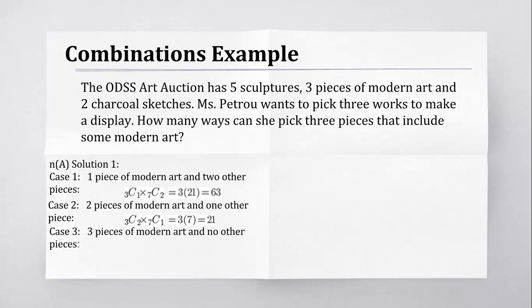And case 3 is where you have 3 pieces of modern art and no other pieces. That's 3 choose 3 times 7 choose 0. Even though you don't have to write 7 choose 0 because it's just 1, you don't even have to write 3 choose 3 because it's just 1. It's helpful to write both of these so we can see the link between the other cases. So it's 1 times 1, which is 1. And so n of A equals 85 after you add them up.